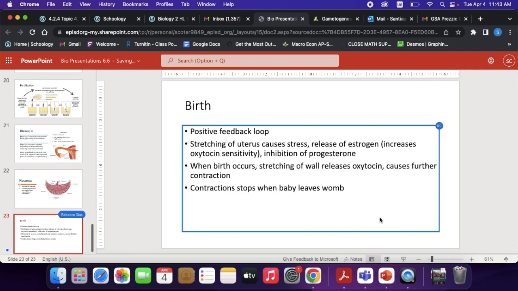And then birth is a positive feedback loop. The initial stretching of the uterus causes stress when the baby is around 9 months old. It releases estrogen, which increases the sensitivity to oxytocin, another hormone, and inhibits progesterone, which maintains the endometrial wall. Then when birth occurs, the baby stretches past a certain point, and oxytocin is released, causing a positive feedback loop, because further contraction of the womb makes it a smaller space and continuous stretching. So contractions and release of oxytocin only stop when the baby leaves the womb.